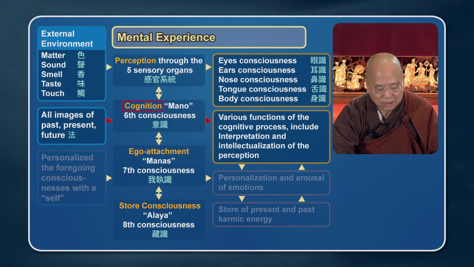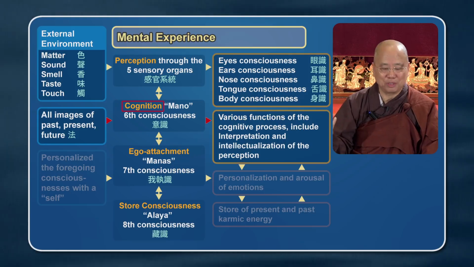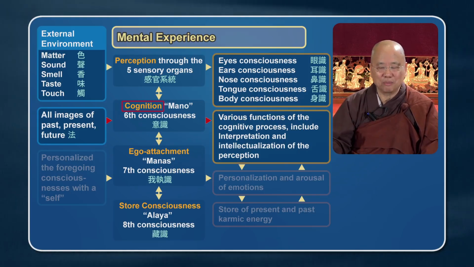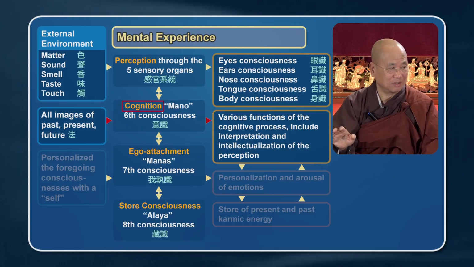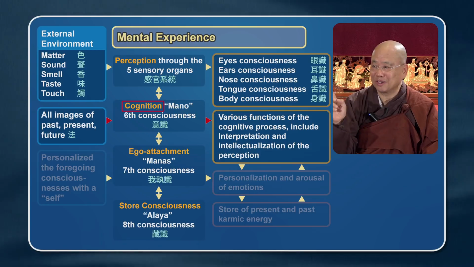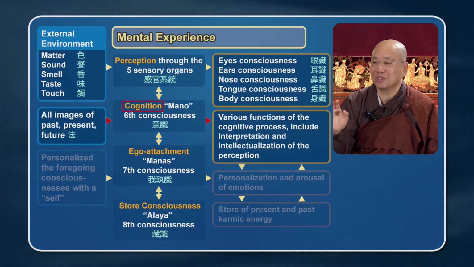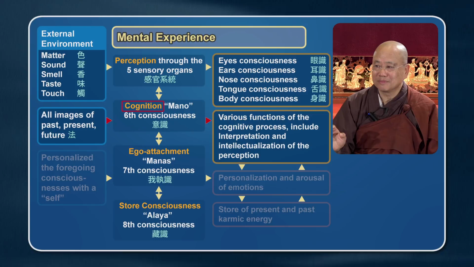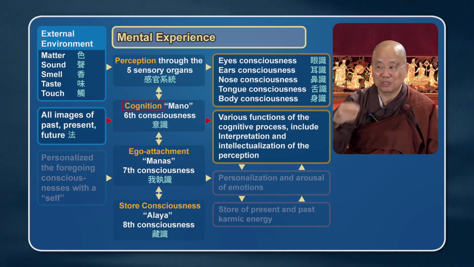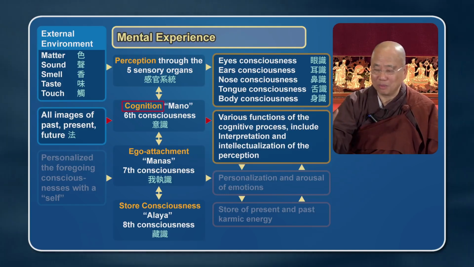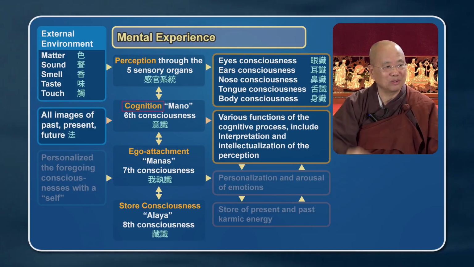And this cognition is much more powerful because eyes, ears, nose, tongue, and body can only interact with whatever is present. They cannot interact with yesterday, can they? Yesterday is gone. How can your eyes see yesterday's? But your cognition is much more subtle and much more active and much more powerful because it can also interact with images of the past, of the present, simultaneously with eyes, ears, nose, tongue, body. And also it can postulate into the future.